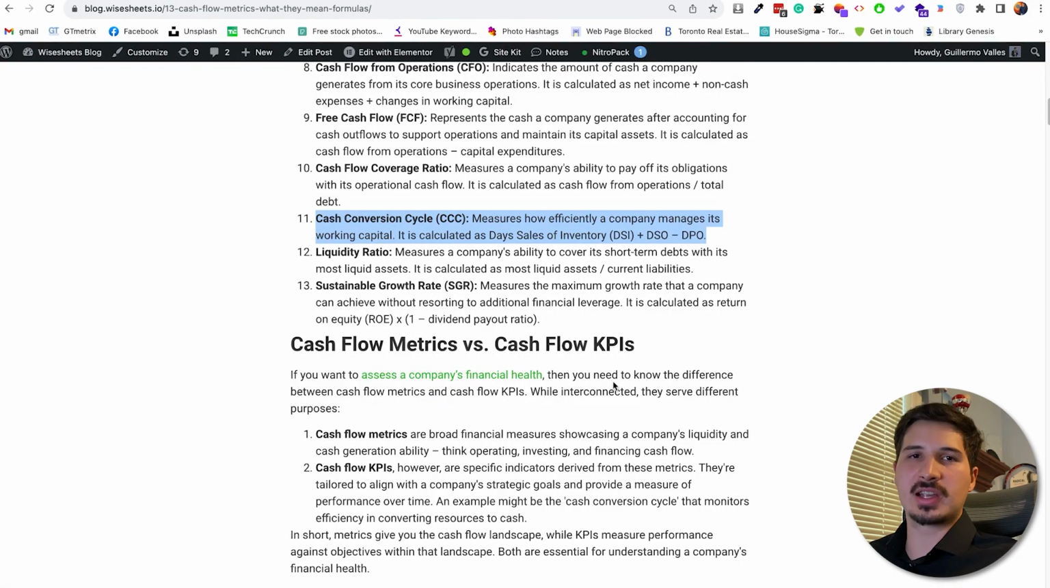Next up, we have the cash conversion cycle. And this one, I'm not going to go too in depth into this particular metric because this is essentially another metric to analyze the working capital and the efficiency of a company. But you can see how the formula is calculated right here. And obviously, the higher the number, the better it is for that particular company.